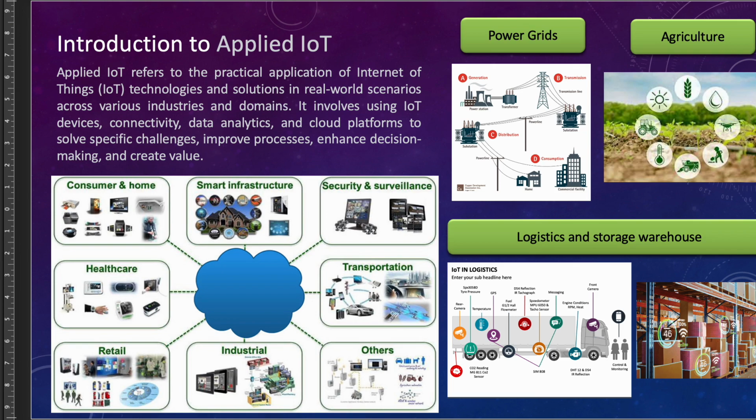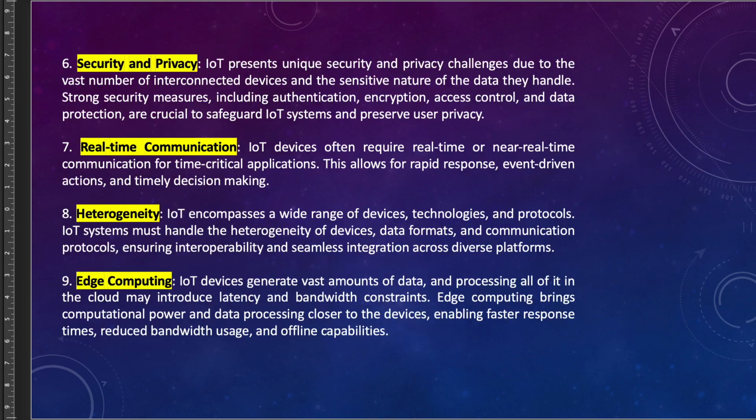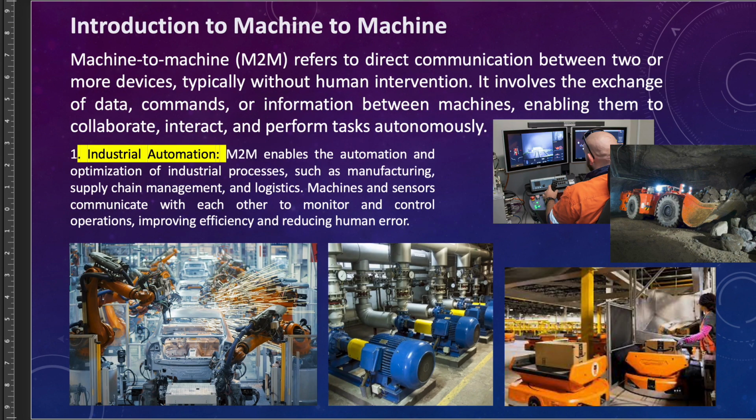What are the businesses, or what are the opportunities out there for IoT, right? When we are talking about value chain, we have to talk about those things as well. We talked about characteristics, right? There is connectivity, of course. There's a network if you are connected to the Internet of Things, right? Sensing, perception, or the hardware section, data analytics, automation and control, scalability, security, real-time communication, heterogeneity, edge computing. We talked about all of these.